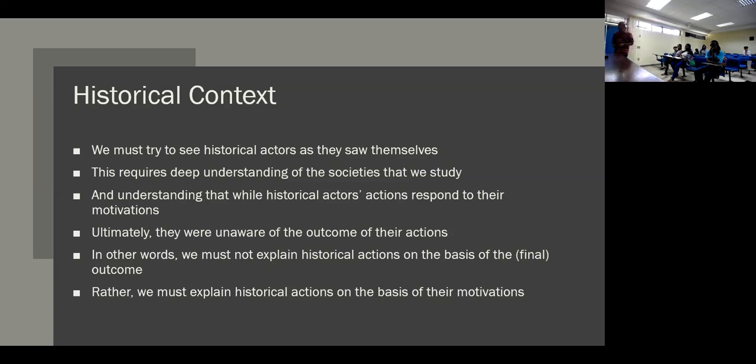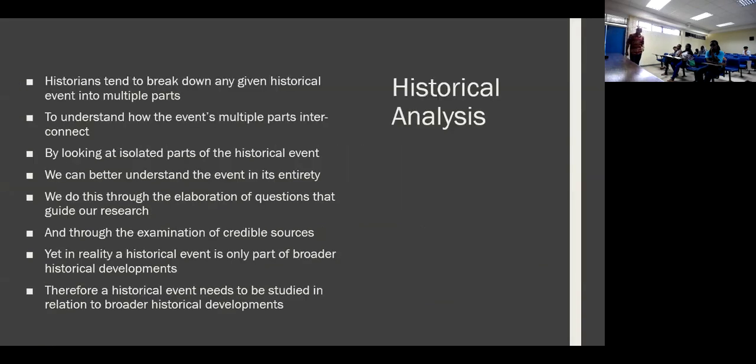In other words, we must not explain historical actions on the basis of the final outcome. Rather, we must explain historical actions on the basis of their motivations. Why did they do that, right? So that's how we can understand better the actions of some individual, what their motivations were, rather than what the final outcome was. Sometimes, maybe we will see that the outcome is the same as what they aspired to achieve, right? Oh, they wanted independence, and they gained it. But maybe not the type of independence that they actually gained in the end. Anyway, all of this is part of what helps us to do what we call historical analysis.